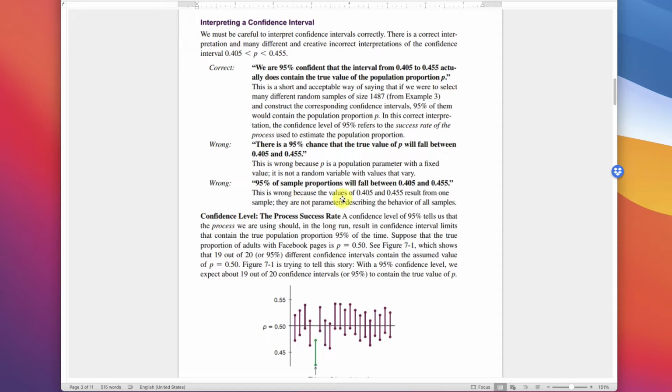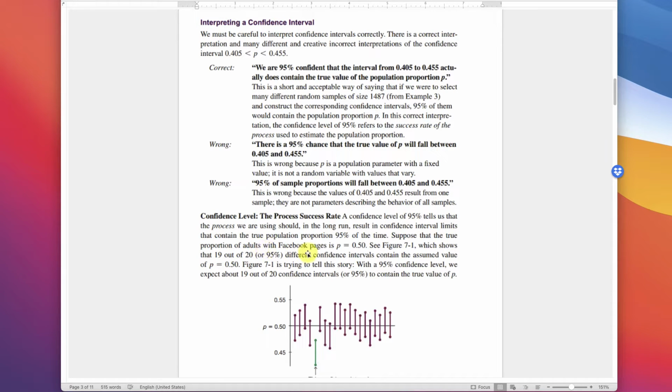It says this is wrong because the values result from one sample. So we're going to do this a lot of times, taking the same sample size over and over and over. Confidence level, the process success rate. A confidence level of 95% tells us the process we are using should, in the long run, result in confidence interval limits that contain the true population proportion 95% of the time.